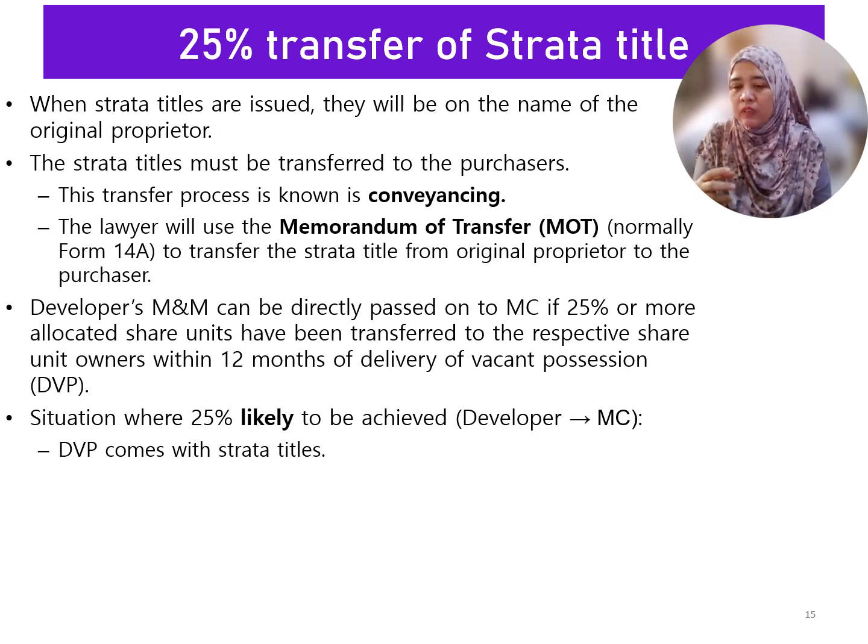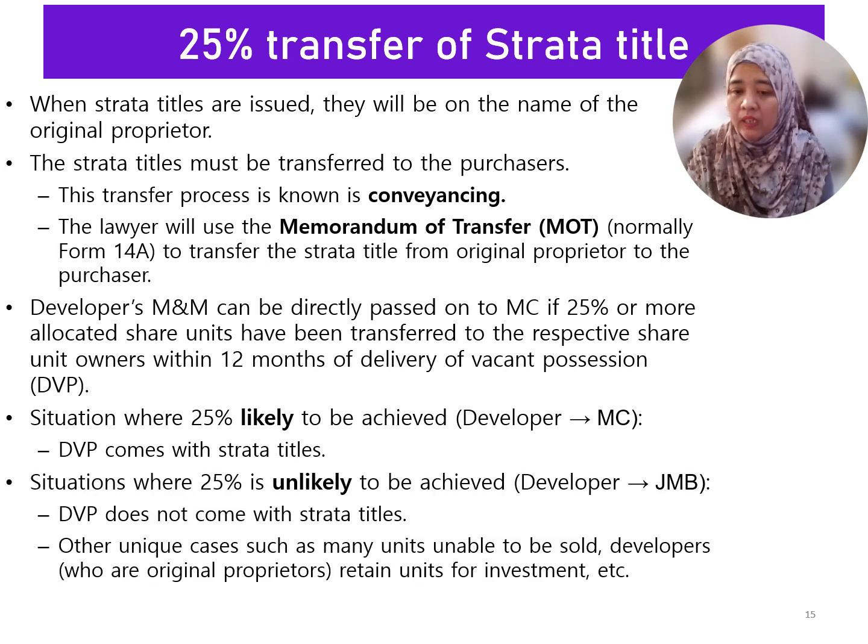25% of transfer of the strata title is achieved within 12 months, sekiranya the delivery of vacant possession comes with strata titles. So what are some of the situations whereby the 25% is unlikely to be achieved? Kalau unlikely to be achieved within 12 months, the next management body will be the JMB, bukan MC, ya. When the delivery of vacant possession does not come with strata title, belum transfer. Strata title tak siap, tak issue pun lagi.